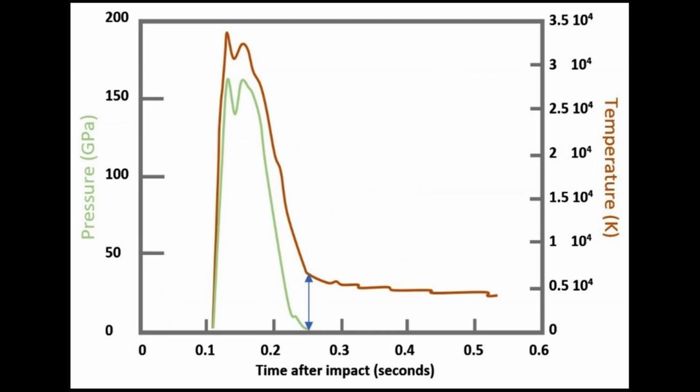Pressure releases within a few tenths of a second, while the temperature could reach 35,000 degrees Kelvin. Somewhere between 5,000 to 10,000 degrees Kelvin and 0.45 gigapascal, blue double arrow, the supercritical phase cools to the critical point, where liquid and vapor separate, and conductive cooling of the liquid tektites can start. This transition may take place in less than 0.25 seconds.